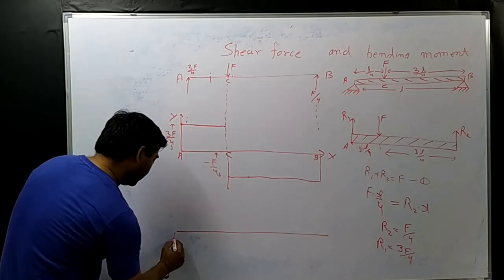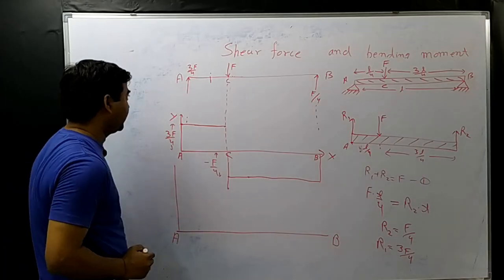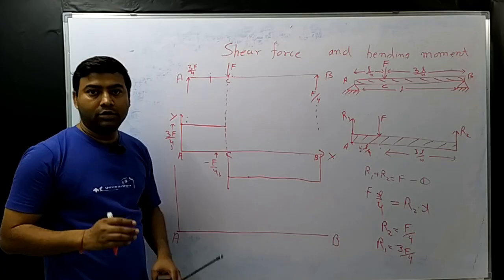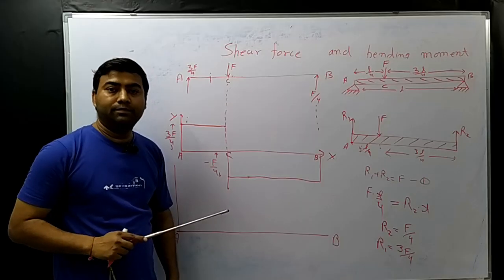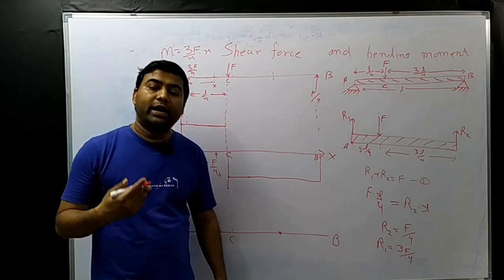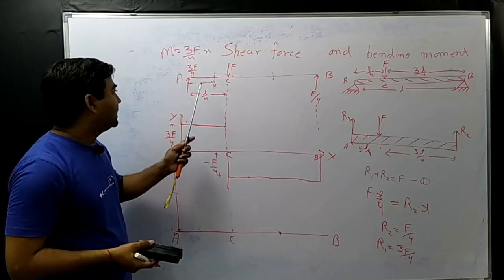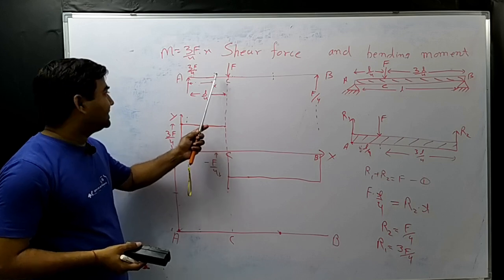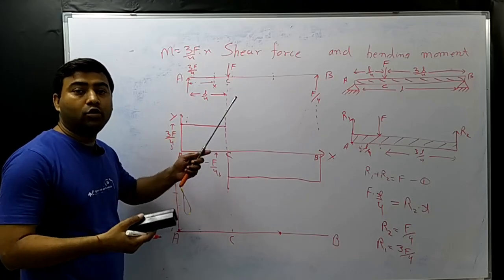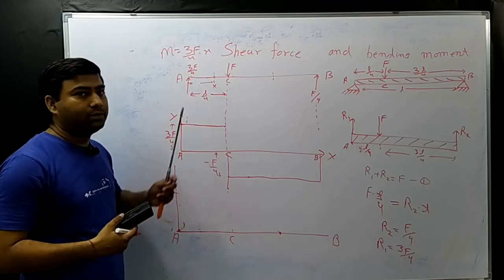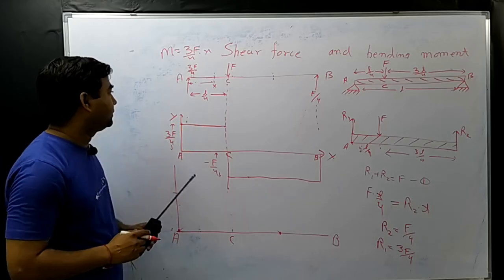So let us draw the bending moment diagram. This is A, this is B. The bending moment diagram is nothing but a graph showing the value of bending moment at every point of the beam. So now we will find the bending moment. As we have told you earlier, to find the bending moment at any point, just consider the leftward forces and find the net moment of all leftward forces about that point, taking upward force moment positive and downward force moment negative.